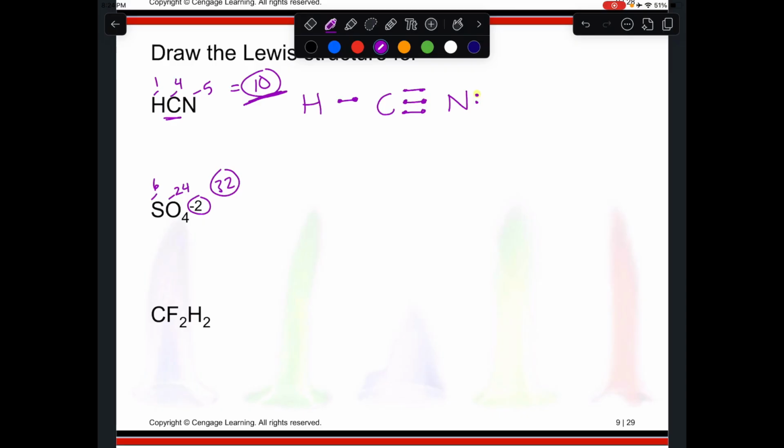Okay. Now, center atom. Center atom is usually going to be the thing that makes it the most symmetrical. In this case, it's going to be the S. And I'm going to go ahead and place my 4 O's around here. And then I'm going to go ahead and make my center connections. And then I go ahead and fill in my outer electrons.